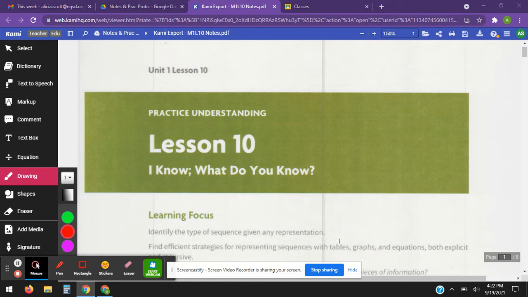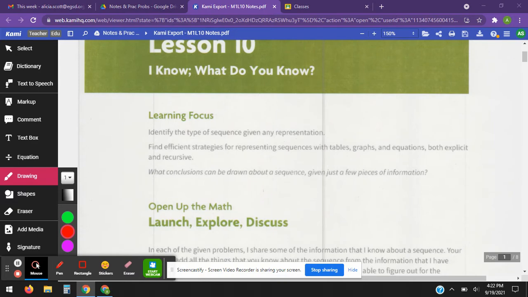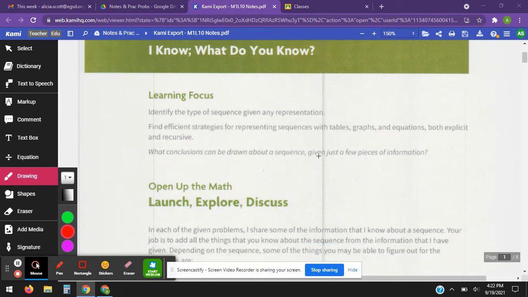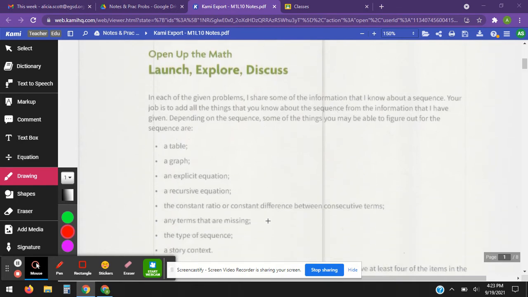I know, what do you know? So today we're going to identify the type of sequence given in any representation, and we're going to find efficient strategies for representing the sequences with tables, graphs, equations, explicit and recursive. So basically, they are going to give us some piece of information, and we have to figure out what else we know from it.